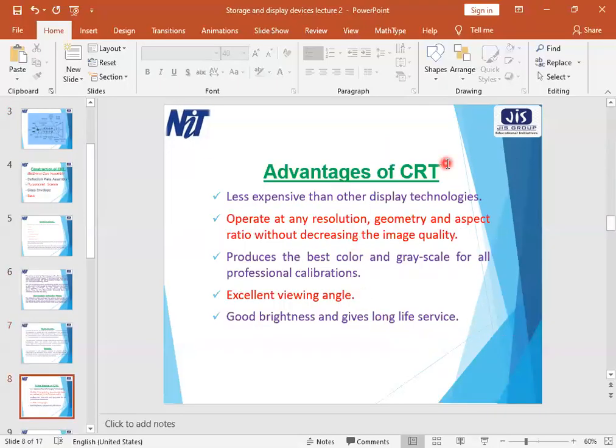So the advantages of CRT, a very important thing, is that it is less expensive than any other display technologies. It operates at any resolution, geometry and aspect ratio without decreasing the image quality. The image quality is not decreased. In spite of that, it can operate at any resolution and at any aspect ratio, and produces the best color and grayscale for all professional calibrations. This is also a very important thing. It has an excellent viewing angle, good brightness, and gives long life surfaces for the CRT.